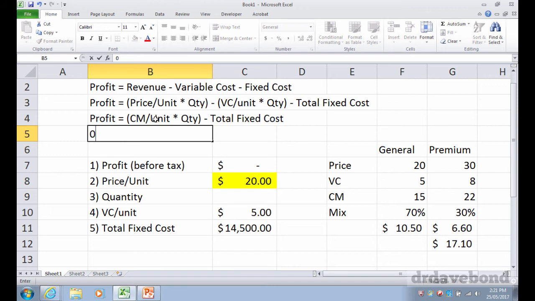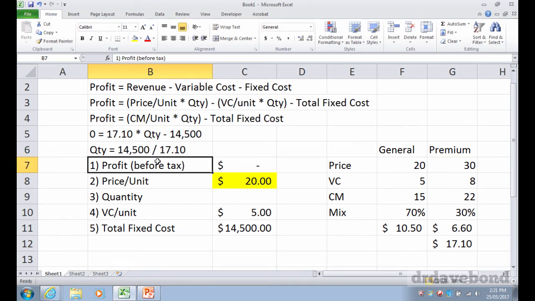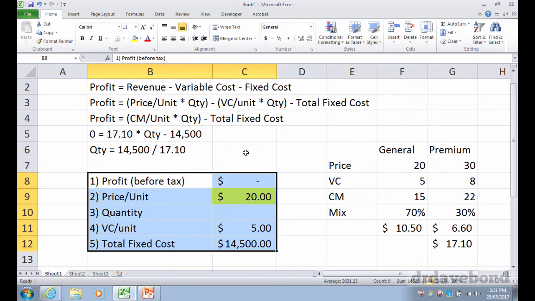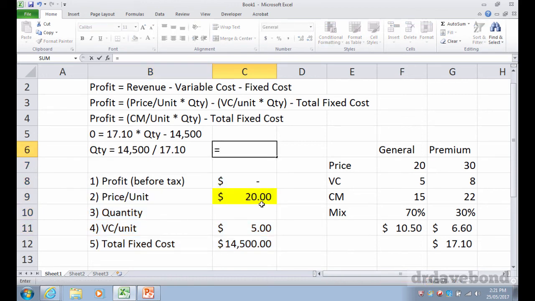So profit of 0 equals $17.10 times quantity minus $14,500. Quantity equals $14,500 divided by $17.10. Equals this divided by that.